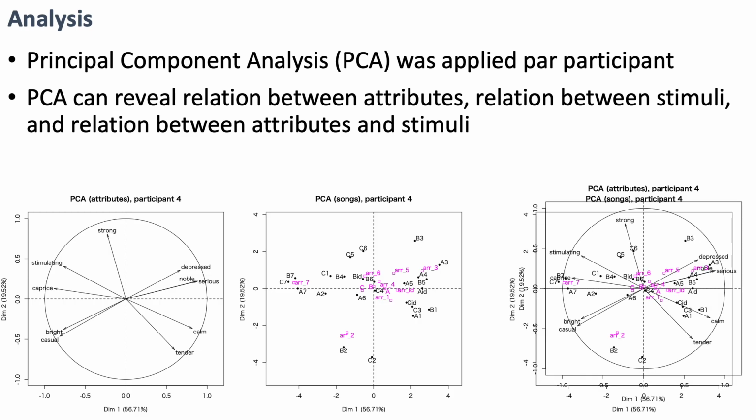We can overlap 2 figures to see the relation between attributes and stimuli. We can see, for example, stimulus A3 on the right is located at depressed, noble, and serious. On the opposite side, stimulus B7 can be explained to have a caprice and stimulating character.